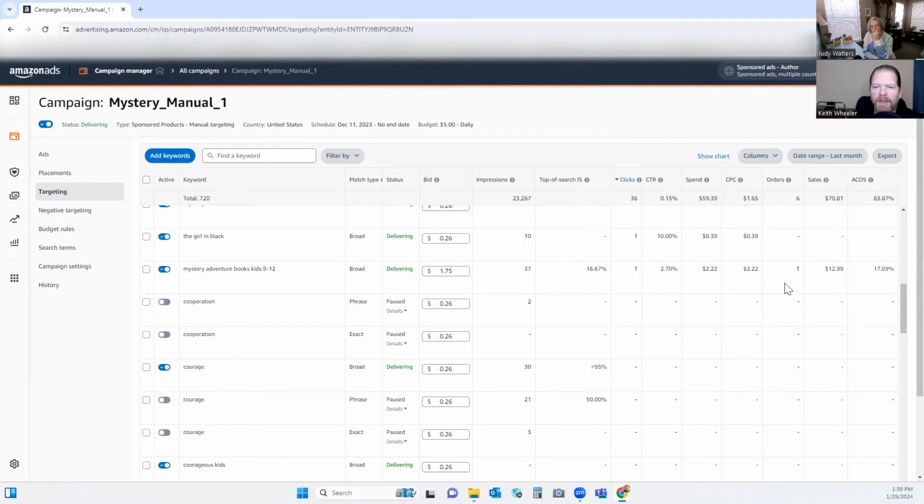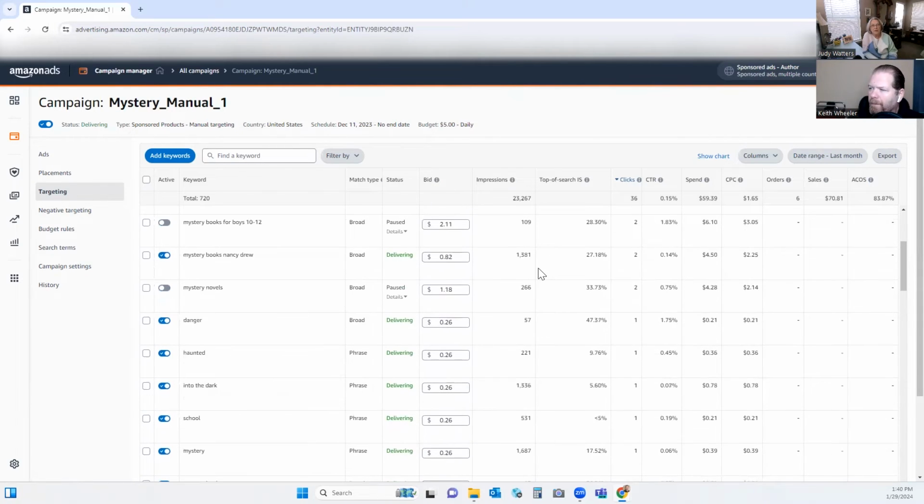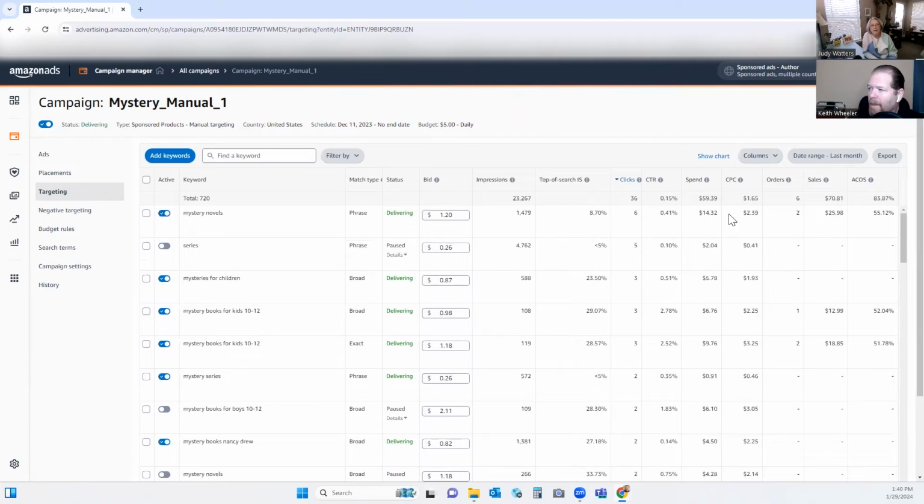So the next thing you can do is create what I like to call my high performing keyword ads. It's simply creating another ad. When I name it, this one would be mystery_ and instead of manual, I might say HPK, high performing keyword_1. Then what I do is I take the ones that are performing well, the ones that are actually getting me sales, and I create a next level ad, a high performing keyword ad, and I only focus on those keywords and words that are similar to it.